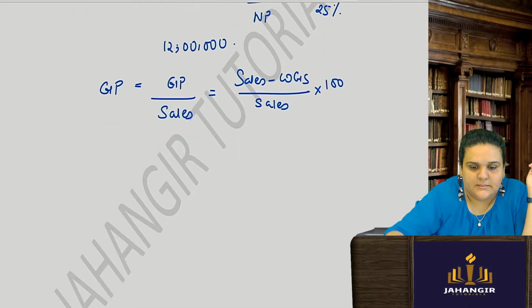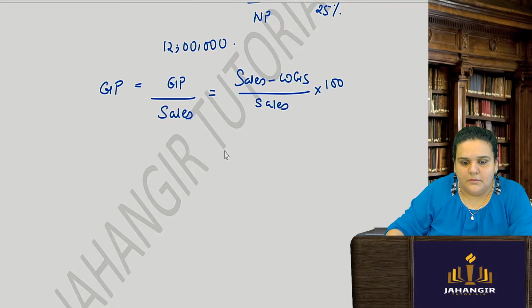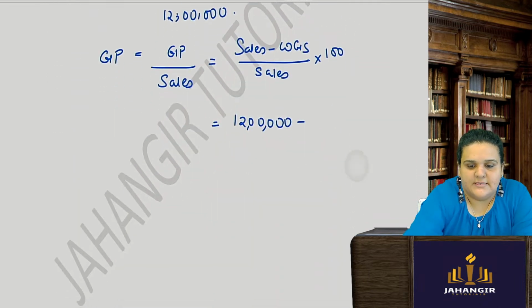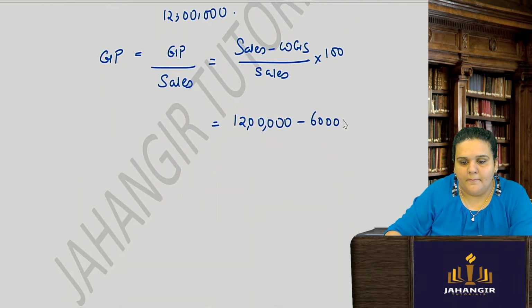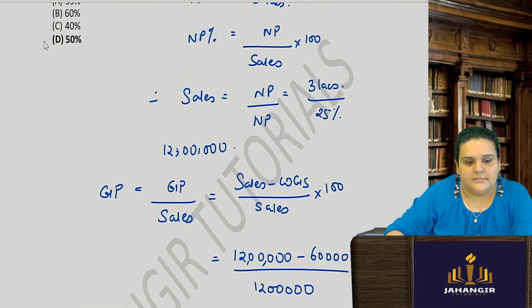How much is my sales? Sales is 12 lakhs. Minus cost of goods sold is given to me as 6 lakhs. Upon sales, sales is again 12 lakhs, I know. Into 100. So this is going to be 50%. So here 50% is the answer.